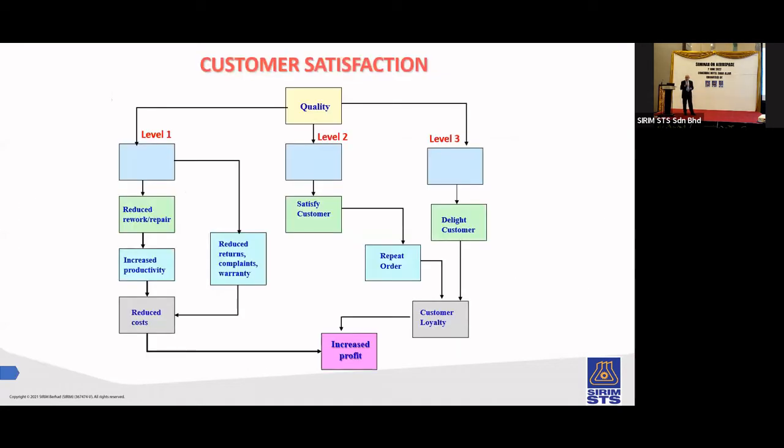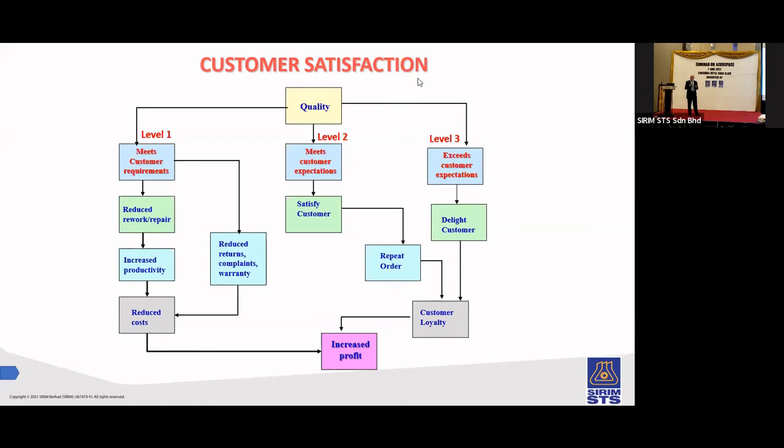3 levels of customer satisfaction. Number 1, meet customer requirement. ISO 9001. Number 2, meet customer expectation. So customer satisfied with us, they repeat the order, they loyal with us. And then number 3, the highest level of quality, they exceed customer expectation. So the customer said, wow, so you're so very, very good. So number 3 level, the customer delight, every time the customer will think about you. No other supplier anymore. So that is the level number 3, and customer loyal.